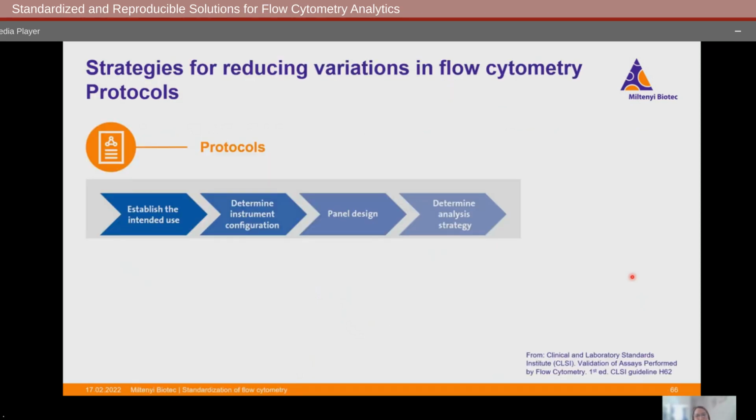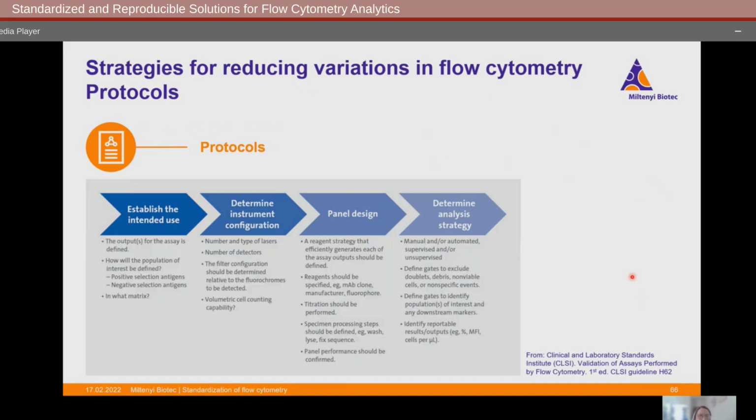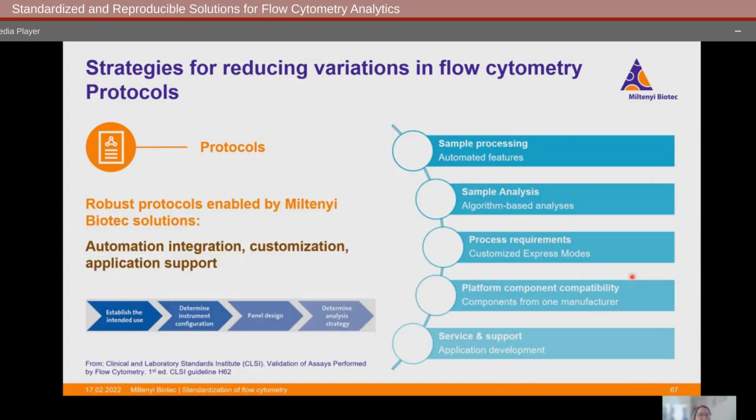So the very last source of variation in flow cytometry analytics is protocols. So we took this from the Clinical Lab Standards Institute protocols that were released. We are able to help you along all the different steps of assay development that could cause variation. So, understanding what your intended use is, determining the type of instrument configuration you need, panel design, and then your analysis strategy.